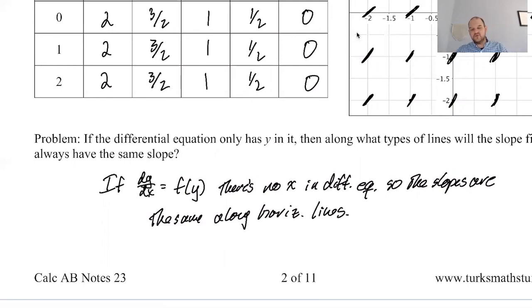So one of the things we want to do is match a slope field to its differential equation. So we're going to have to be able to say, is this differential equation only a function of x? Is it only a function of y? Are both of them involved? Things of that nature.